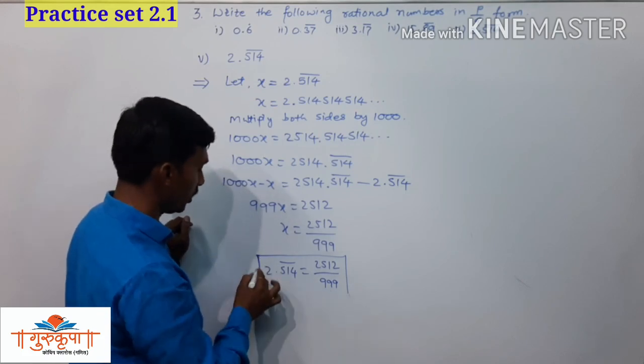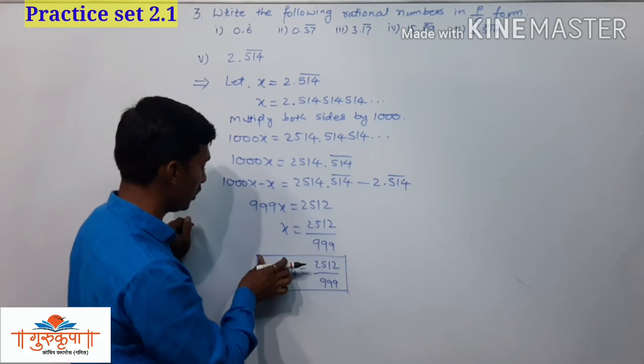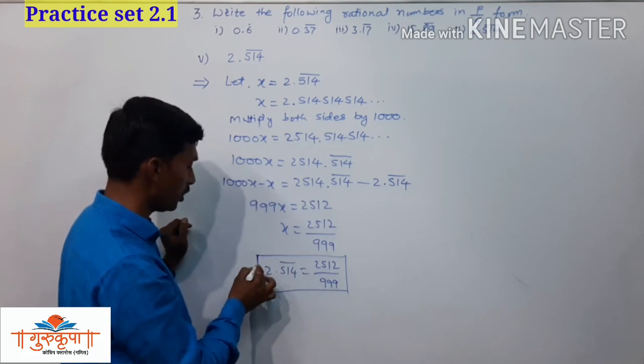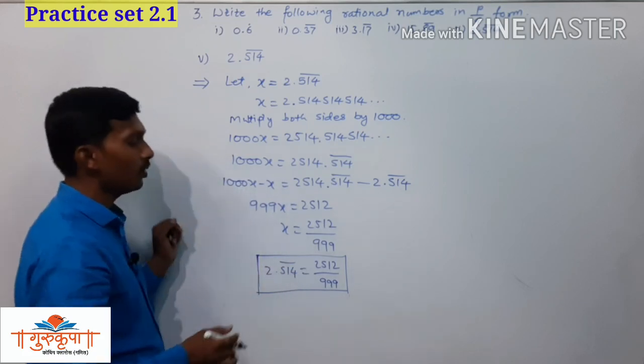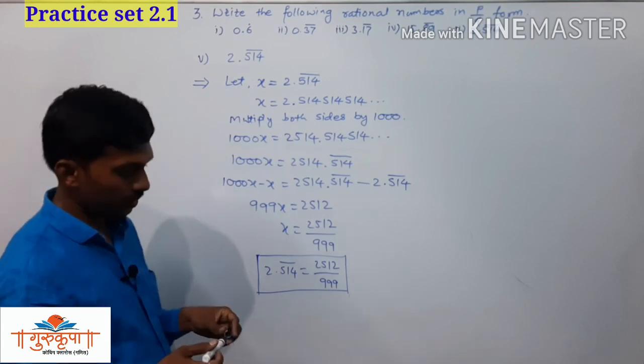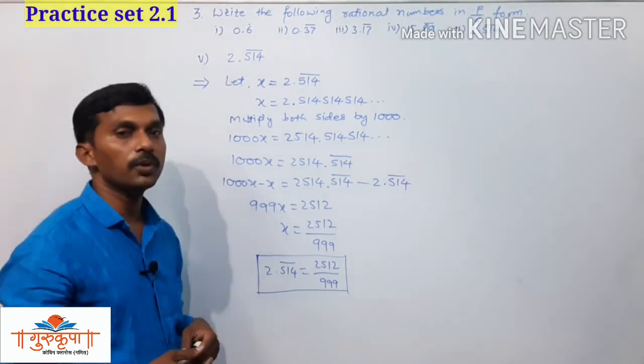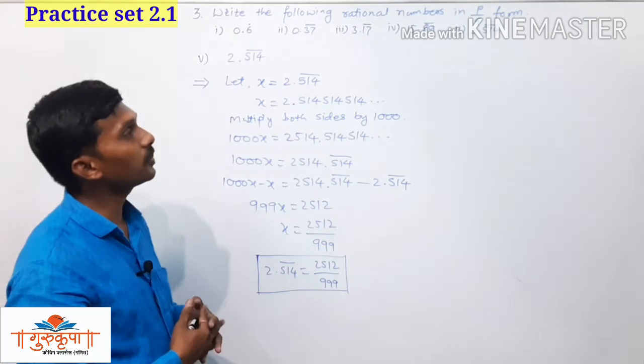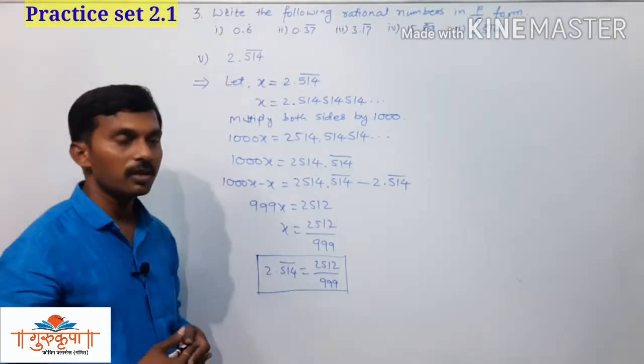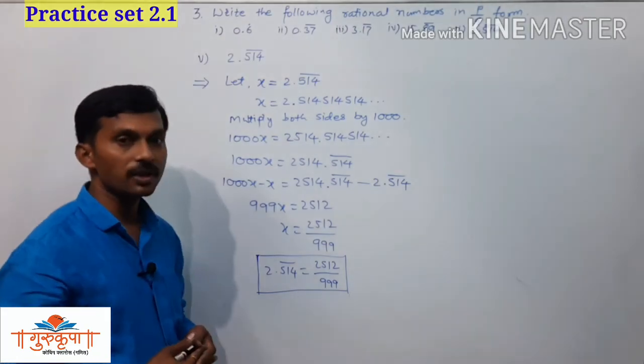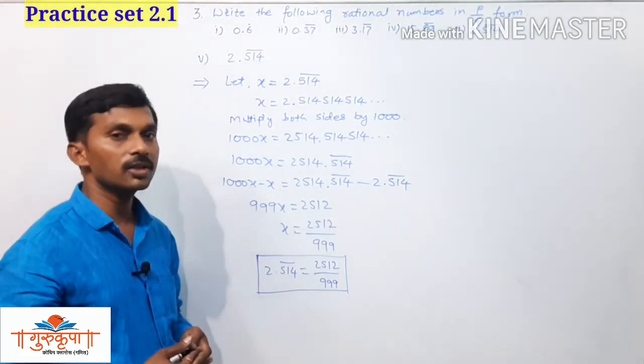Since this is the final answer, 2 point recurring 514 is equal to 2512 divided by 999. So this is all about example number 5 and practice set 2.1. Here we complete practice set 2.1. Now we will study the next concepts in the next video lecture. Thank you.